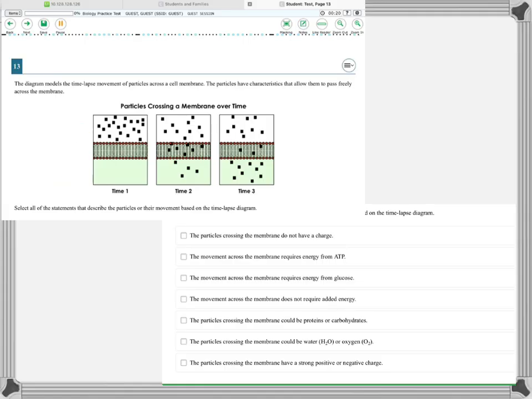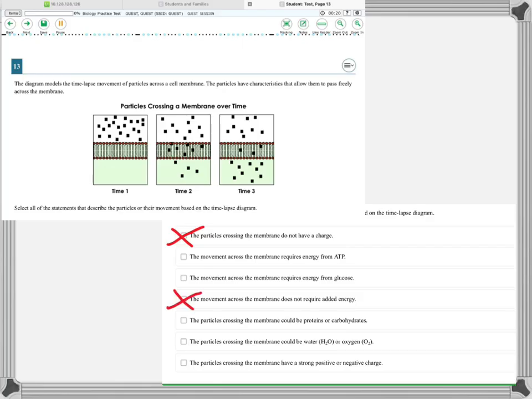The particles crossing the membrane do not have a charge. I would agree, because they're just going right through the membrane. They couldn't do that if they had a charge. Movement across the membranes requires energy from ATP. Well, we said that this is going high concentration to low, so it wouldn't require any ATP. Movement across the membrane requires energy from glucose. No, because again, it does not require added energy.